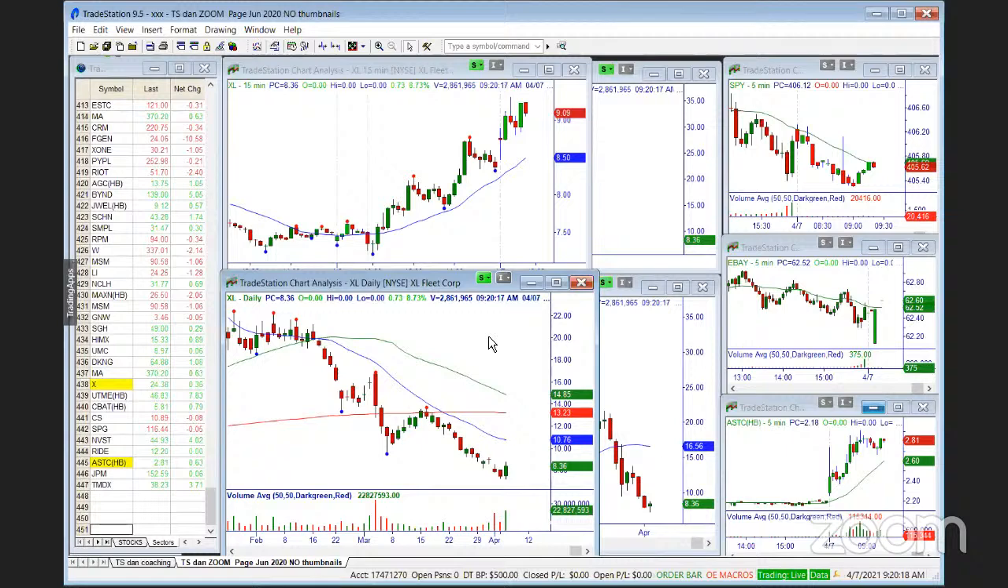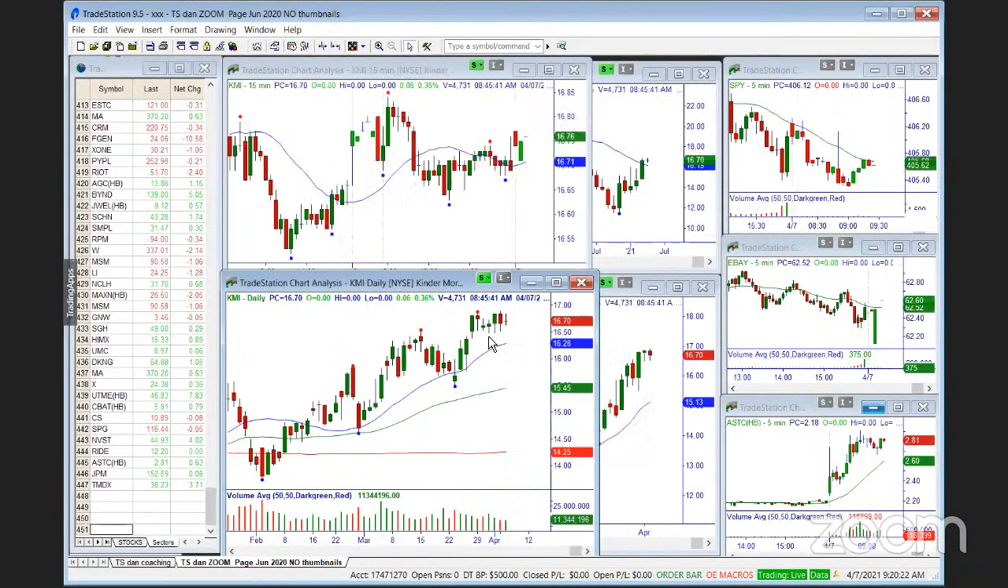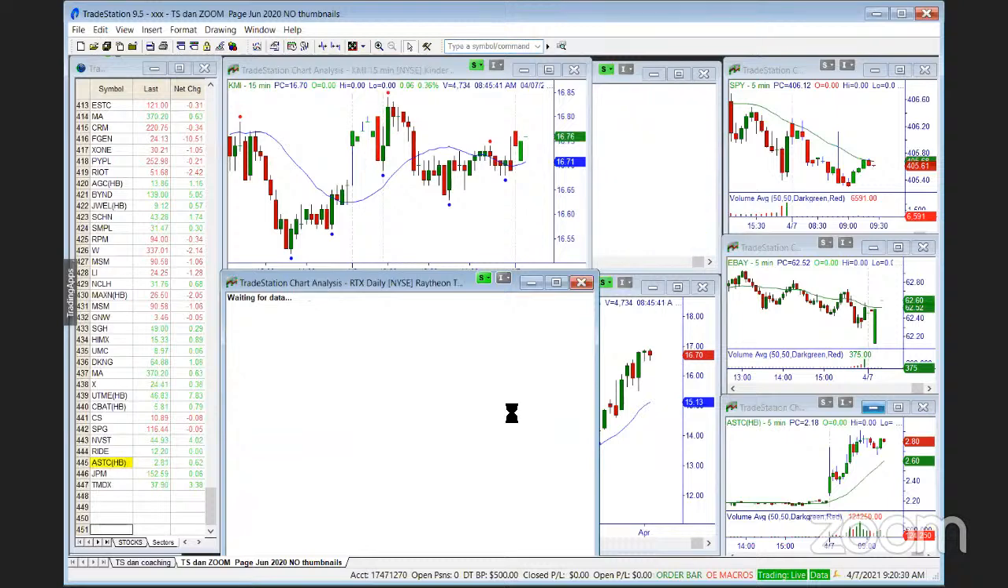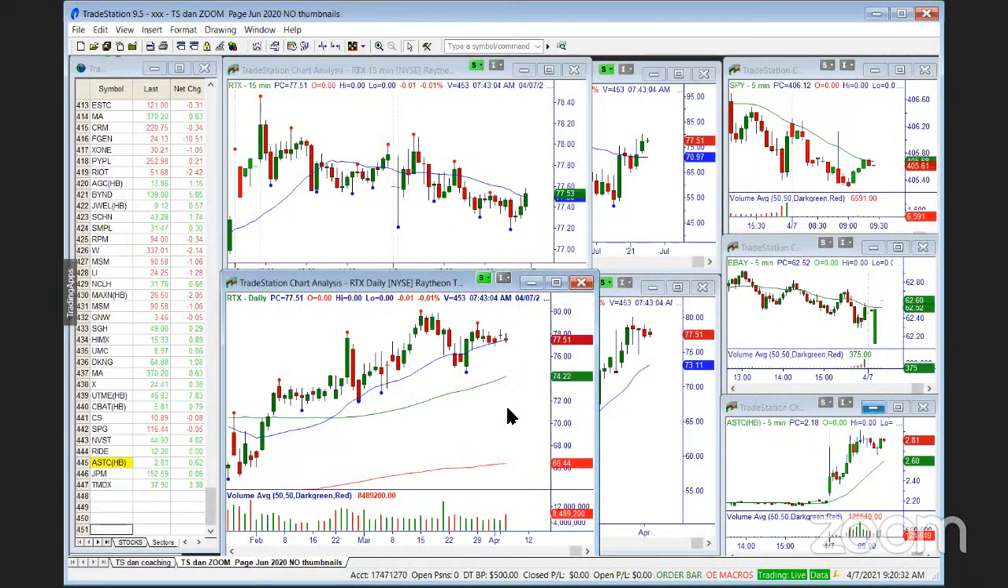Thomas, KMI, yeah, we're in this already. We had a covered call, but you can add over the highs. We're in it. RTX, it's bullish consolidation. I would wait. Today's Wednesday. I'd wait till it got over Monday's high, and then it's a bullish continuation.